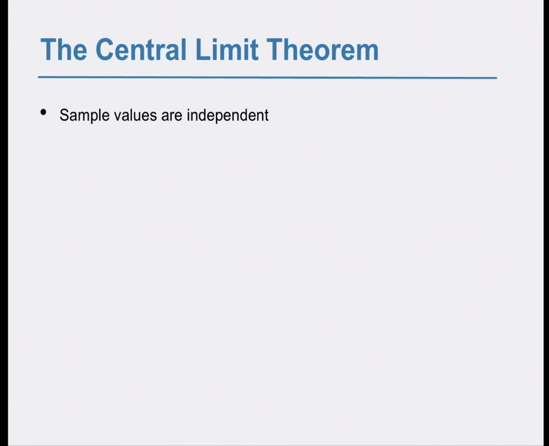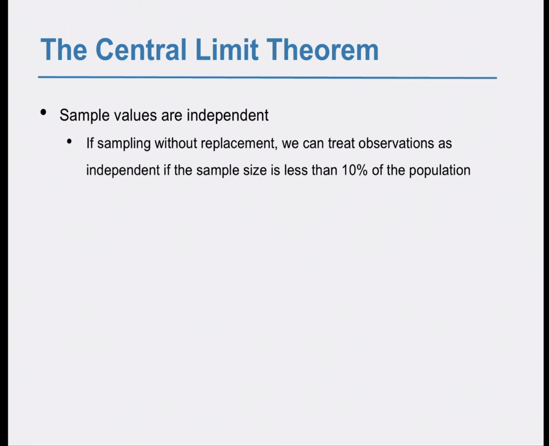So, things that we have to check for the central limit theorem to apply. Our sample values have to be independent. If we're sampling without replacement, we can treat observations as independent if the sample size is less than 10% of the population. So our check for independence is usually going to be, is the sample size less than 10% of the population? Or is the population more than 10 times the sample size? Or would it be reasonable to assume the population is more than 10 times the sample size?